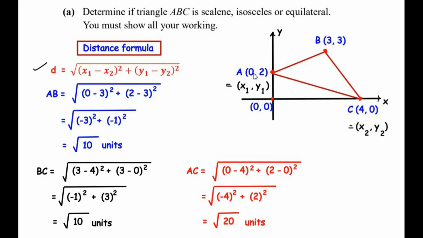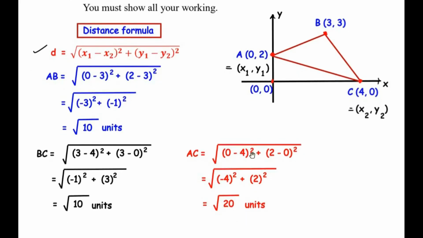So x1 minus x2, that is 0 minus 4 the whole square, plus y1 minus y2, that is 2 minus 0 the whole square. So this will be simplified as 0 minus 4 is minus 4 squared, plus 2 minus 0 is 2 squared. Now minus 4 squared is 16, plus 2 squared is 4. So 16 plus 4 gives us 20. So this is square root of 20 units.